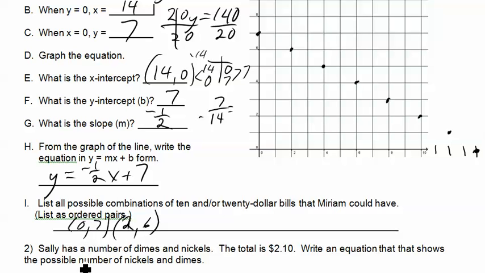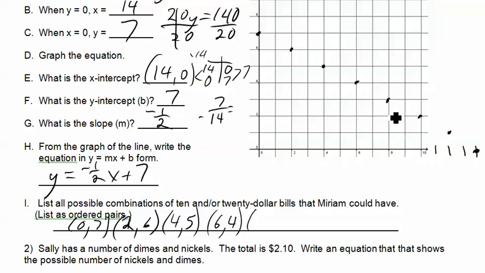Remember, x is $10 bills and y is $20 bills. So when x is 4, y is 5. When x is 6, y is 4. So look, each time a $20 bill goes down by 1, you need to have 2 $10 bills.